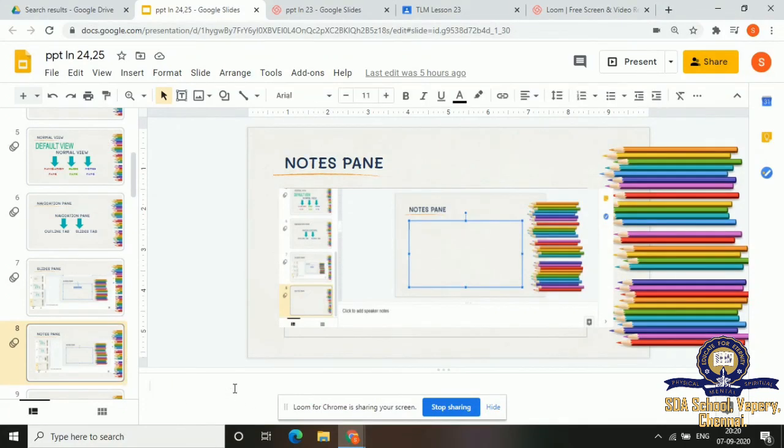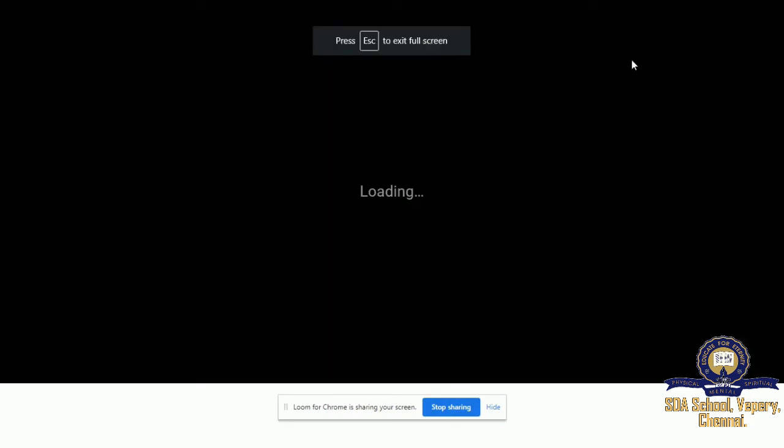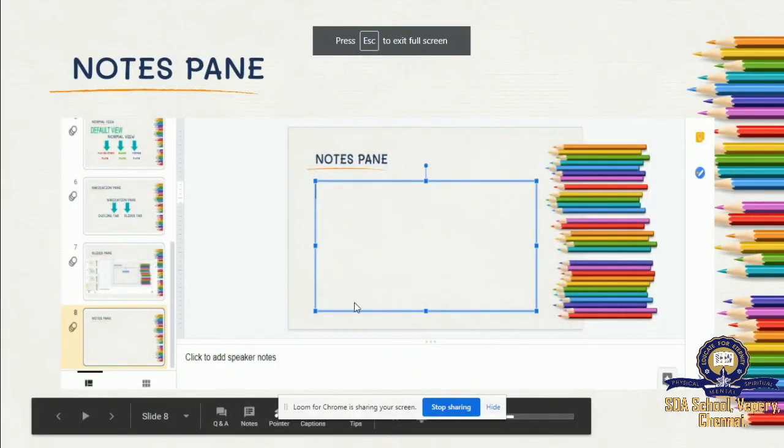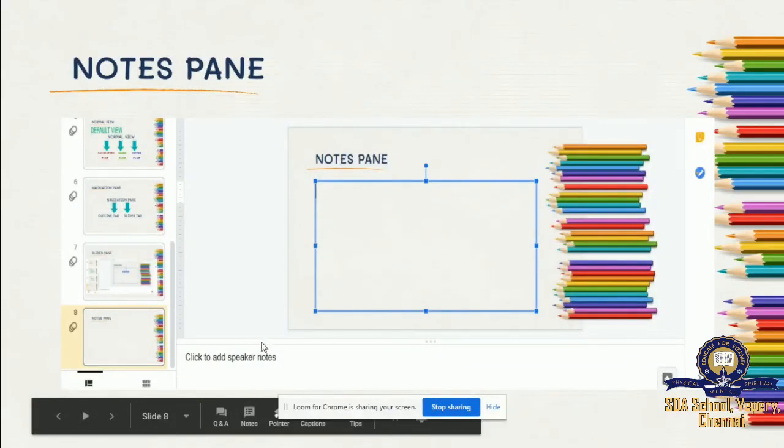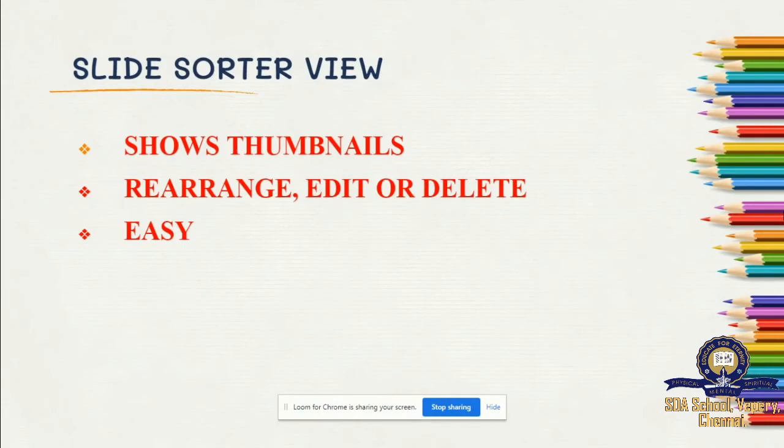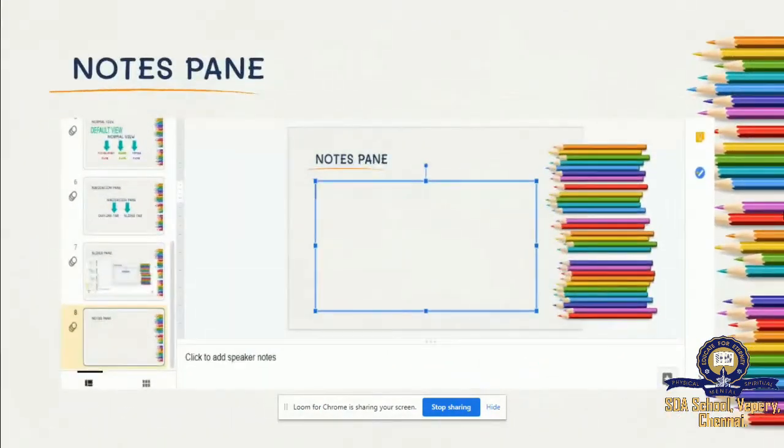You can write whatever you want here, but that will not be shown in the presentation. It is only for your use. I'm just typing as notes in the notes pane. But when I run it, you cannot see. When I'm going to present it again, you will not be able to see. See here, you cannot see what I've written in the notes pane. That's all.